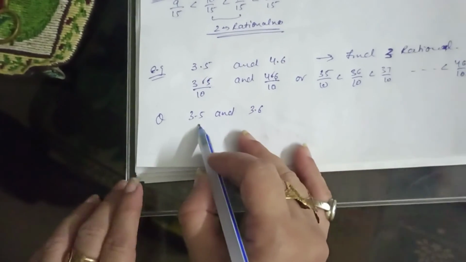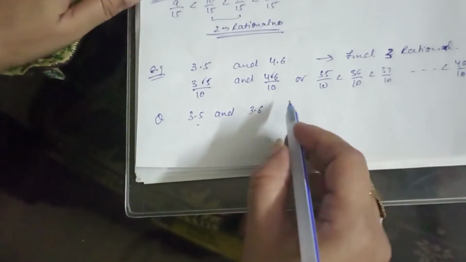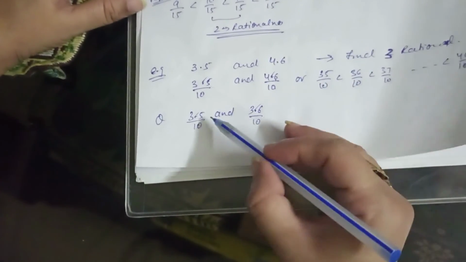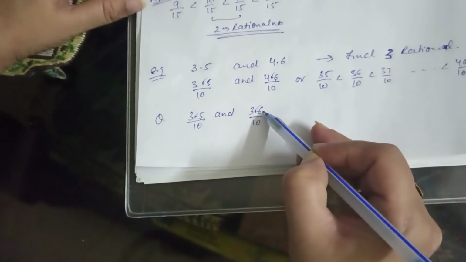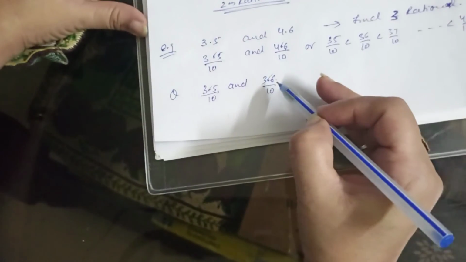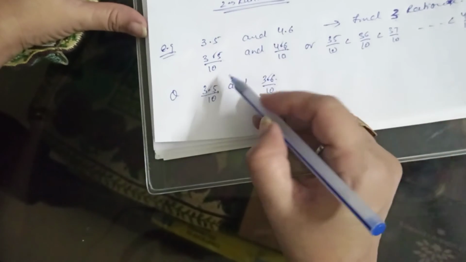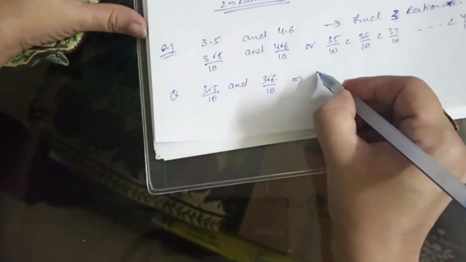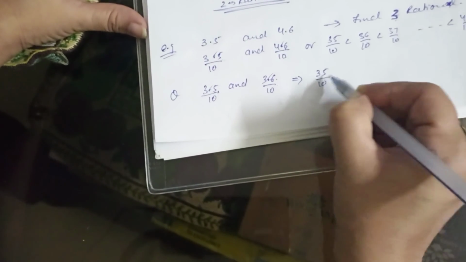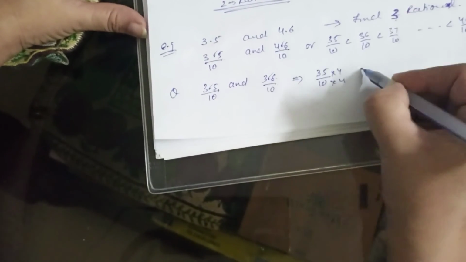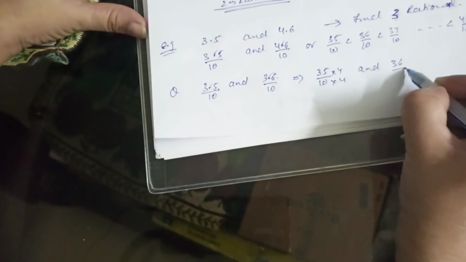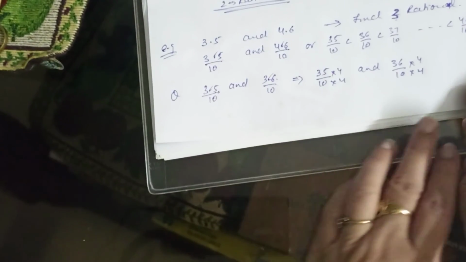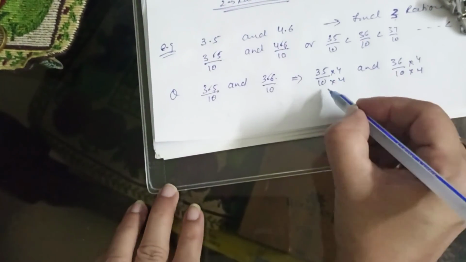But in this case, 3.5 and 3.6, again you remove the decimal, place the 10, but now you will see there is no gap between the numerators. So in this case, you have to multiply. If you want to find three numbers, then multiply by 4. So multiply both numerator and denominator by 4. So 35 into 4 upon 10 into 4, then 36 into 4 upon 10 into 4, and in the same way you will get the numbers.